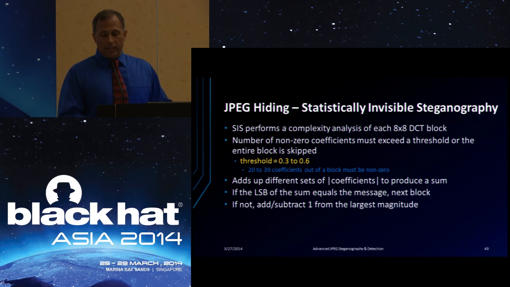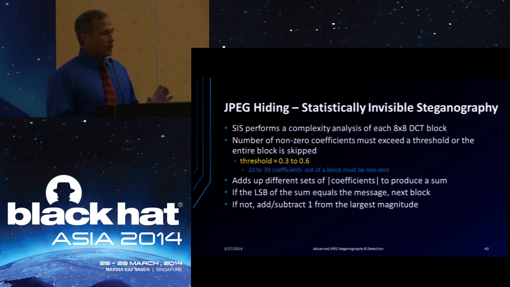So what they do is they count how many non-zero DCT coefficients are in a block. And if it's over a certain threshold, then they'll hide in that block. And if it's not, they won't. Now, the advantage of this is that they're actually checking each block for whether it's suitable for hiding.